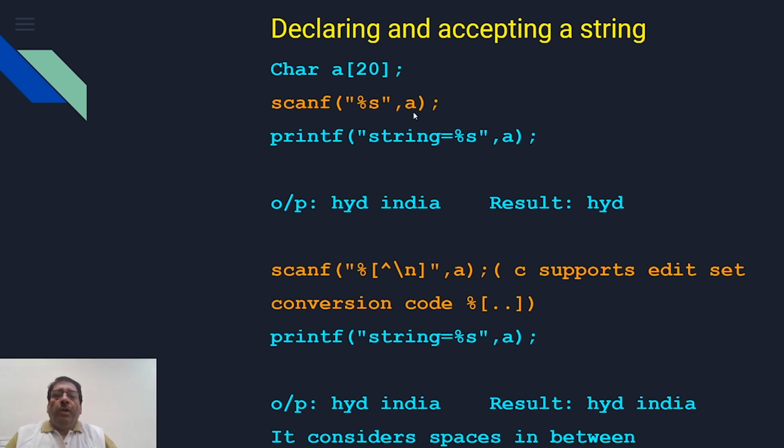Apart from that, if you want to accept a string which can have spaces in the middle, you are supposed to write scanf, then %, and within the square bracket you are supposed to use ^\n. Here C supports the edit set conversion code %, and within this square bracket you write ^ followed by \n. So let's understand how we accept a string with spaces, how we accept a string without spaces, and how we display them.